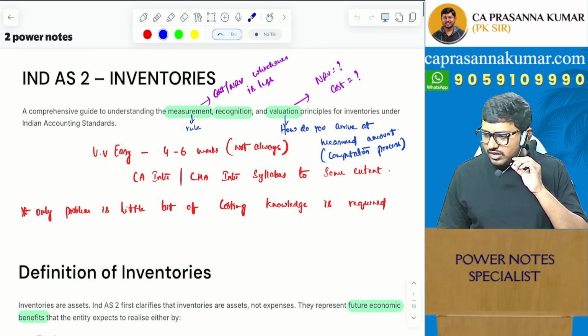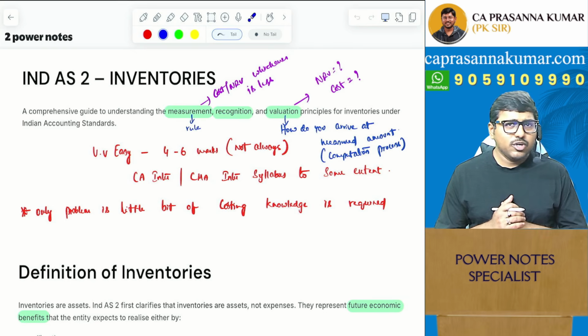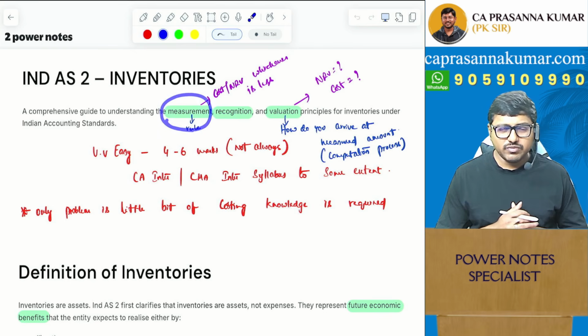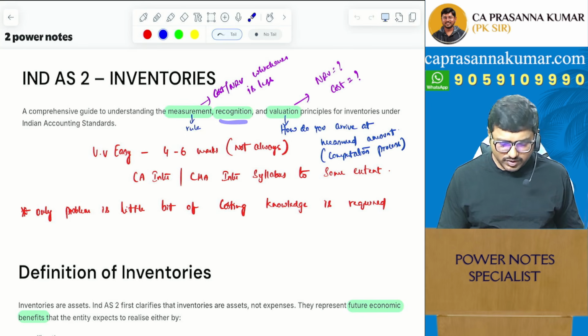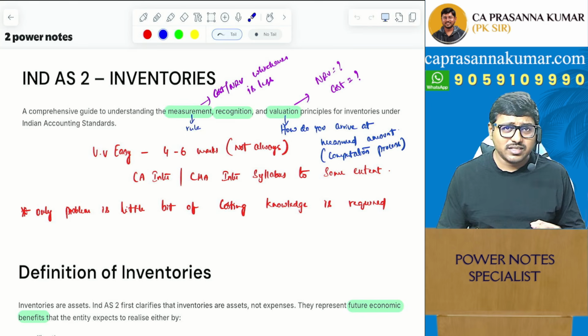Right. Chalo. So Ind AS 2 inventories. What is it that we're gonna do in this particular Ind AS? Very simple, three things we're gonna do. First one, measurement of inventories, recognition of inventories, valuation of inventories. These words are very important because we need to write them as it is in the exam to get the marks.